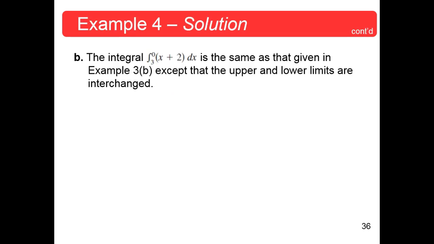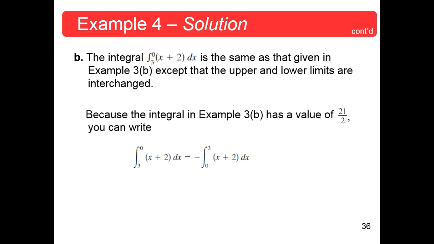All right? The B part, that's the same given in 3b, except the upper and lower limits are interchanged, so it's the minus of that. So the integral from 3 to 0 of x plus 2 dx is the same as minus the integral from 0 to 3 of x plus 2 dx. And from last week, last Monday, when we did that, using the area of the trapezoid, we found that was 21 halves, and Fred decided to sneak in while I wasn't looking, but I caught you anyway, okay?